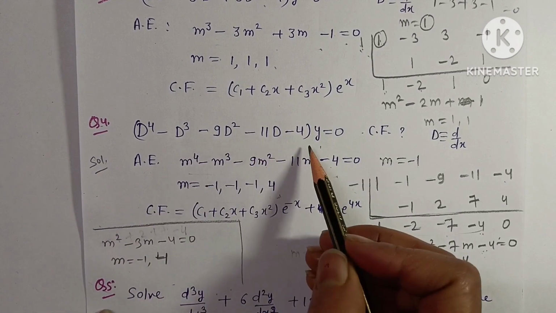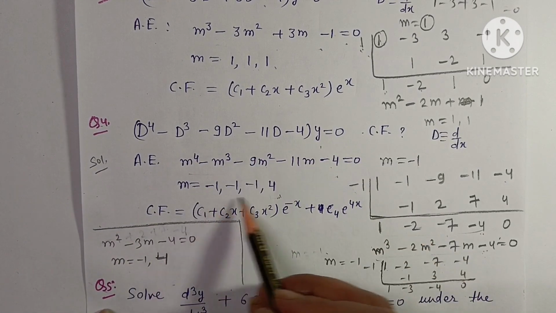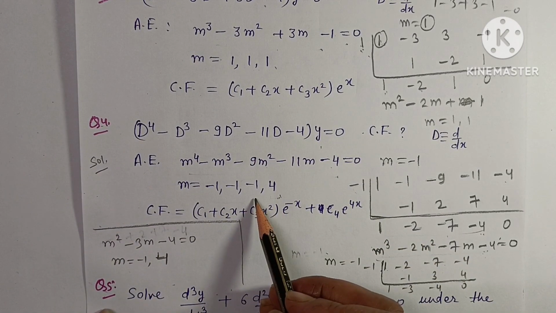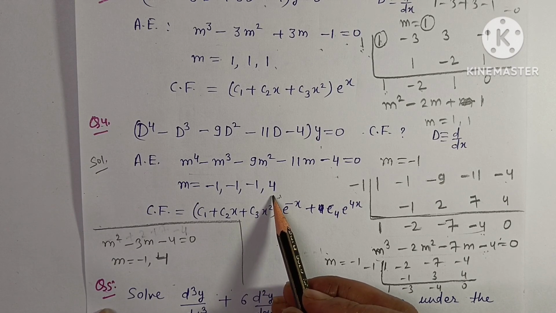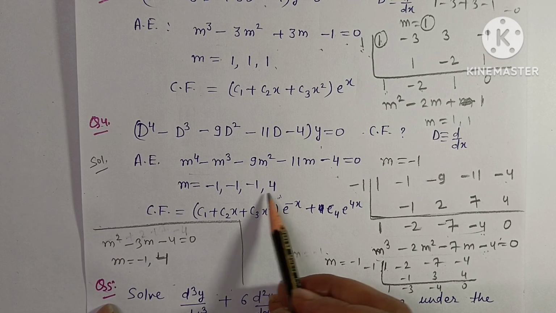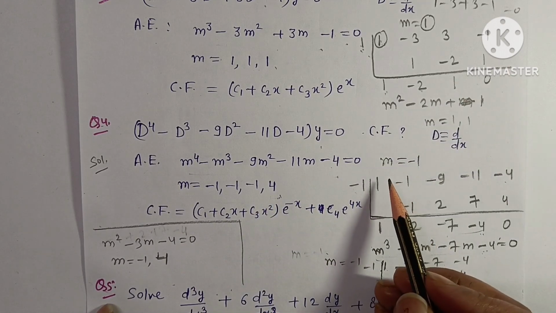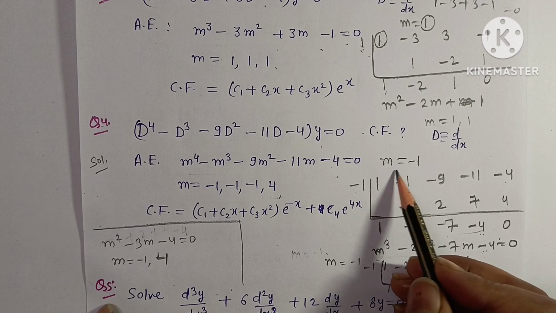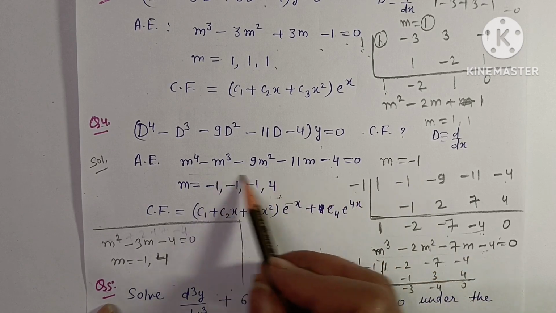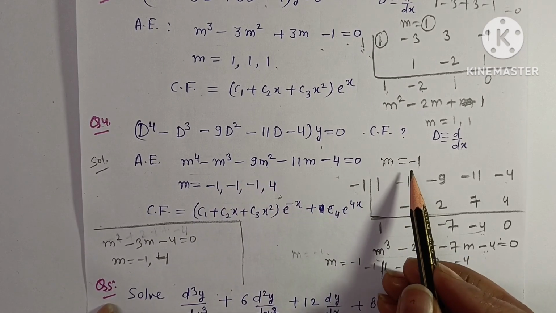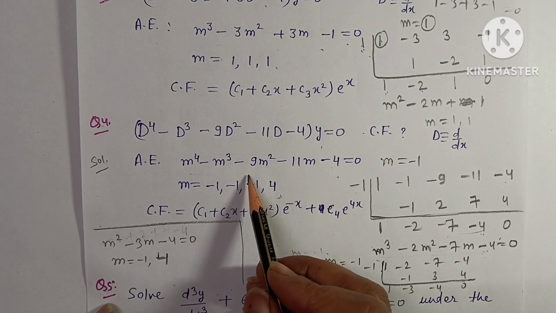In this question, you are given a differential equation of fourth order. So it has 4 roots. Minus 1 is repeating 3 times and the fourth root is 4. You can find these roots by the previous method also. By this method, first you can find that m equal to minus 1 is a root of this equation by hit and trial method, because m equal to minus 1 satisfies this equation.